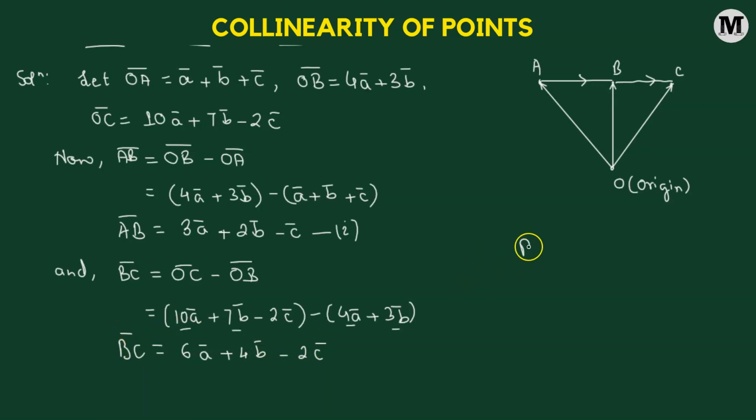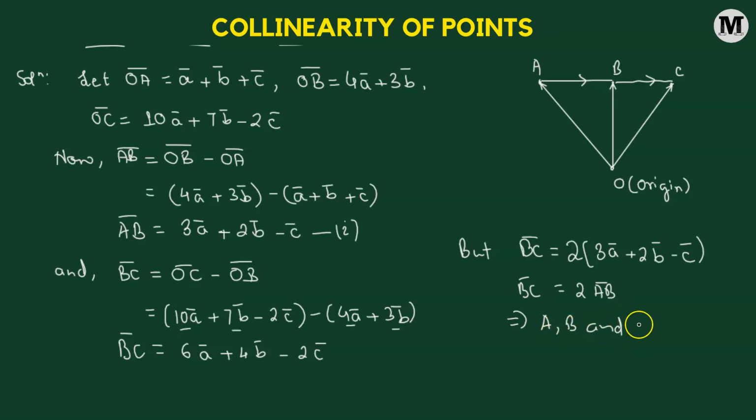However, we see here that BC vector can also be expressed as 2 times, so we're factoring out 2 from each of the 3 terms on the right hand side, 3A vector plus 2 times B vector minus C vector. And what is 3A plus 2B minus C vector? According to 1, this is the vector AB. So that means we have BC vector equals to some scalar, which has a value of 2, times the vector AB. And whenever this particular criterion is met, we say that A, B and C, these 3 points are collinear. Hence proved.